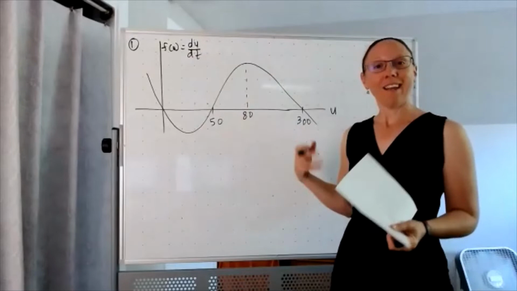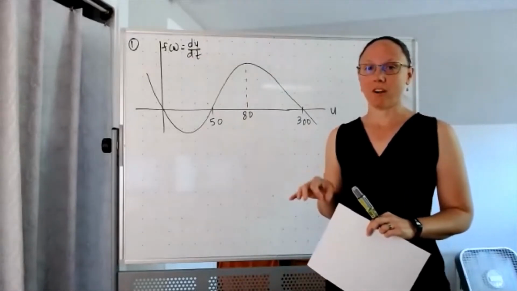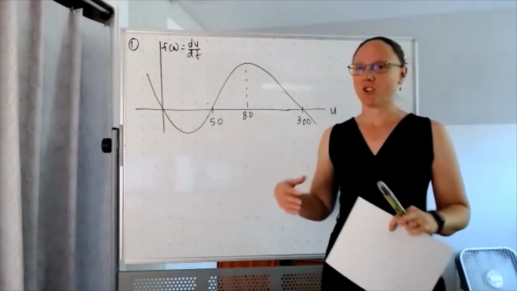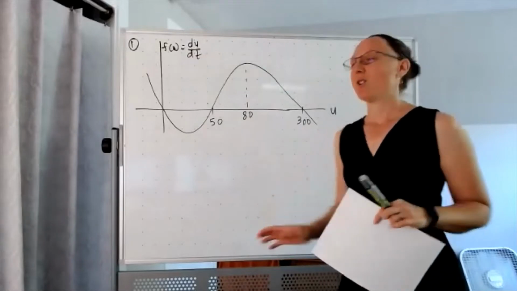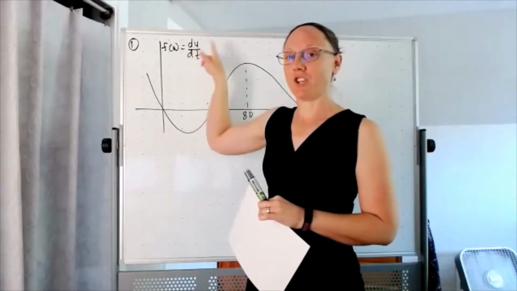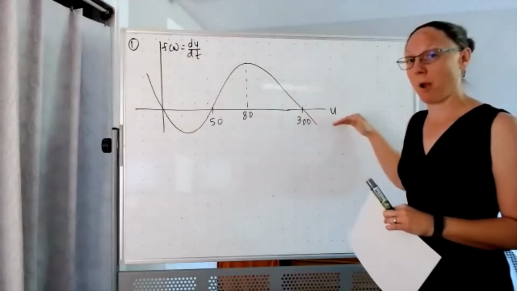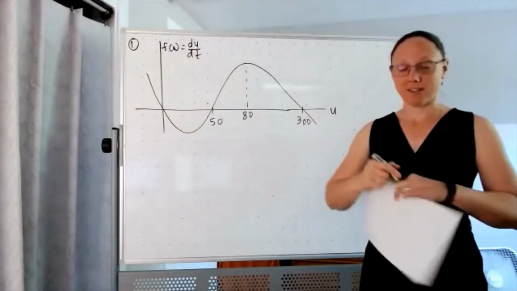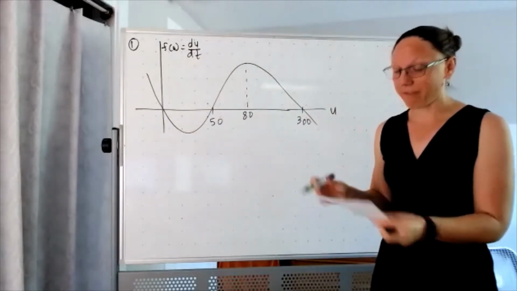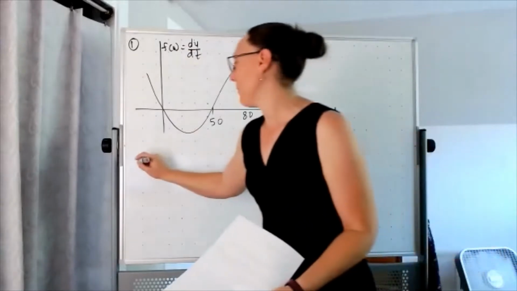And I've said that this graph represents how our population of urracas is changing over time. So my vertical axis here represents the derivative, or the change in that population, plotted versus the actual population of urracas. So the first question that I've asked is, what are the equilibria for this system?